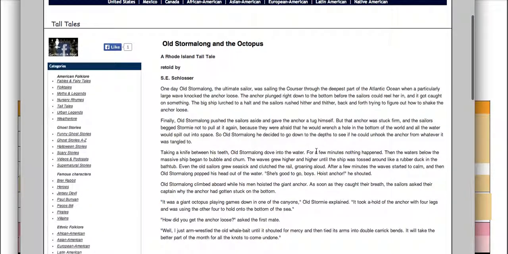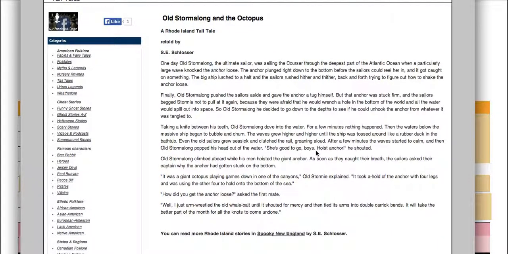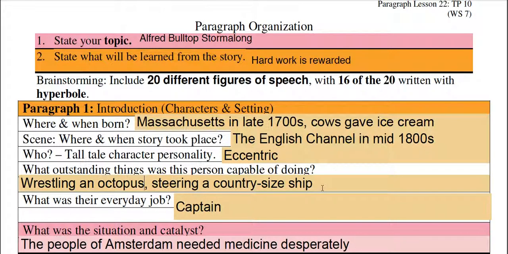You could possibly take a couple of elements of this and include it in the beginning and kind of retell just a very small smidgen of how he went to the bottom of the sea, wrestled an octopus in order to keep the anchor from ripping a hole in the world and causing all the water to spill out into space. Something like that would be a great thing to include at the beginning in this first paragraph. Just giving you examples of the type of strength as well as bringing in the hyperbole.